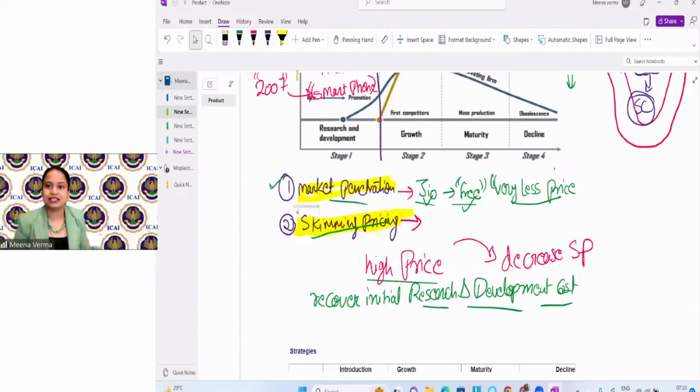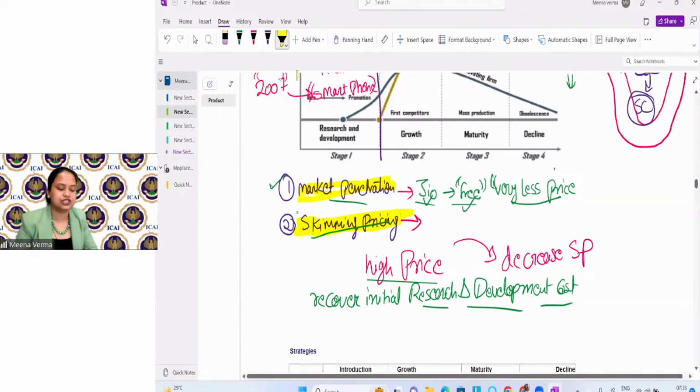If you see, these two strategies are completely different from each other, you know? So in case of market penetration strategy, what will happen? Initially the selling price of the product will be very low.